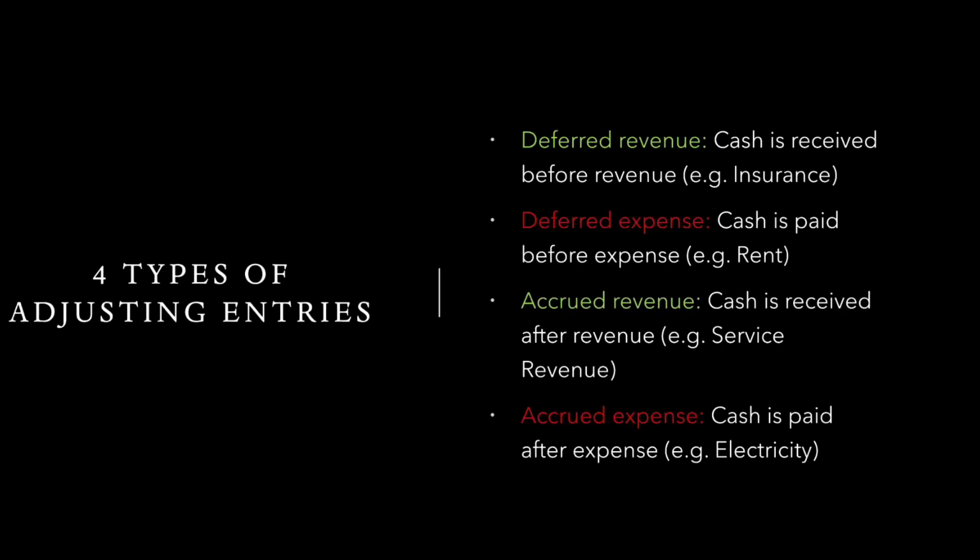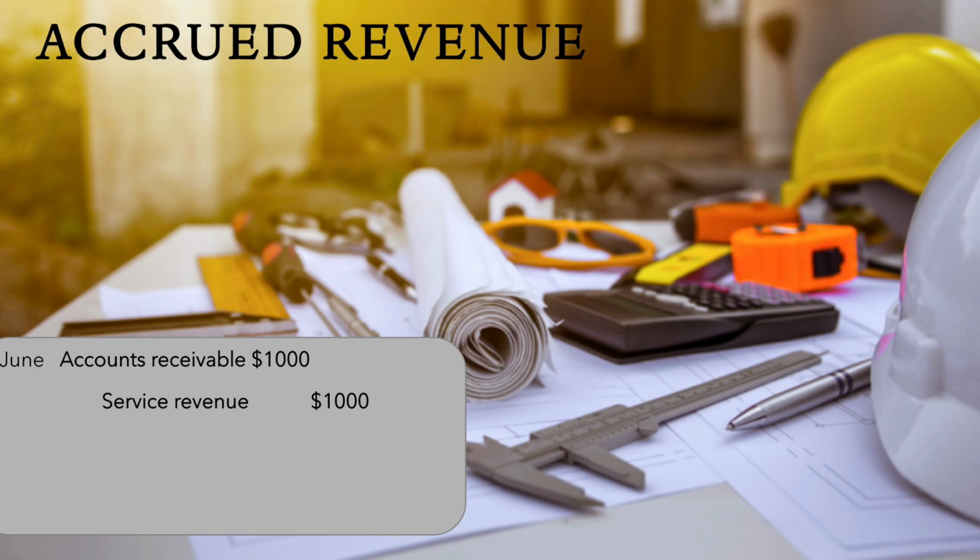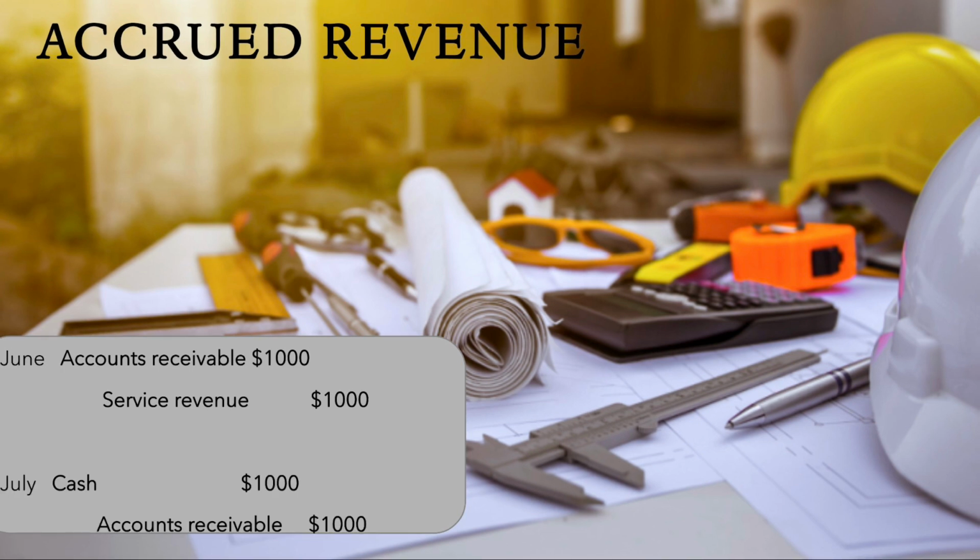These consist of deferred revenue, deferred expenses, accrued revenue, and accrued expenses. An example of an adjusting entry would be if you billed a customer $1,000 in June for building services that you'd performed, and the customer paid you in July.